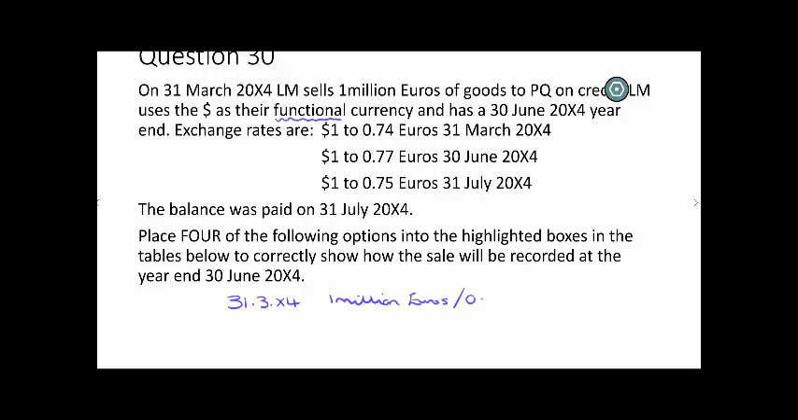and dividing those by the 0.74 exchange rate at that date, which here would give us a dollars amount of 1351351.